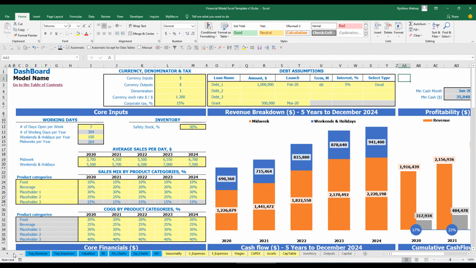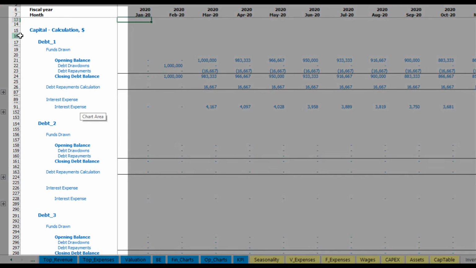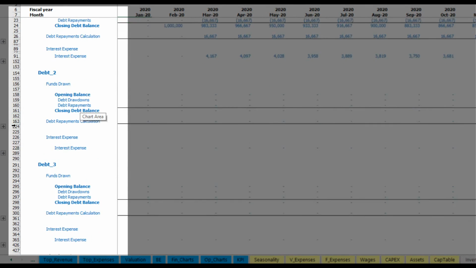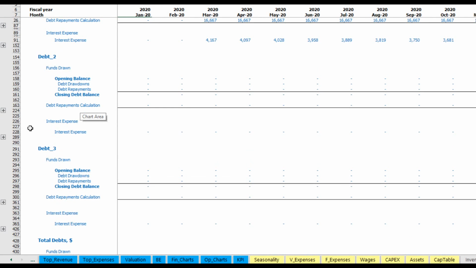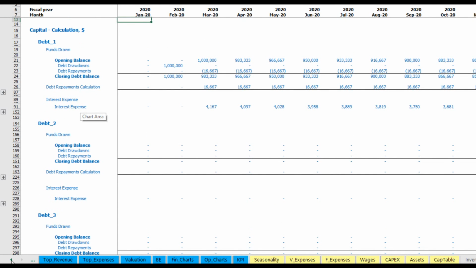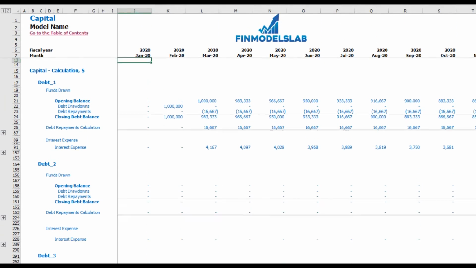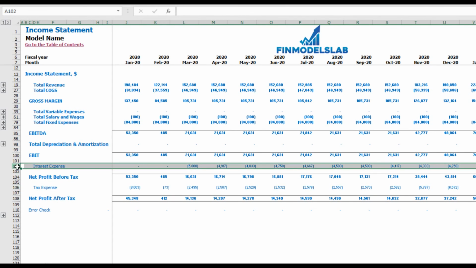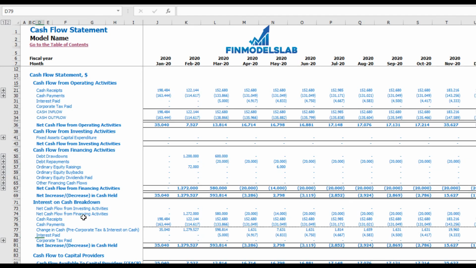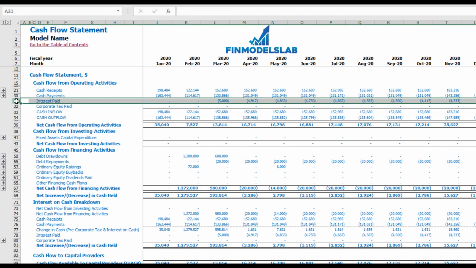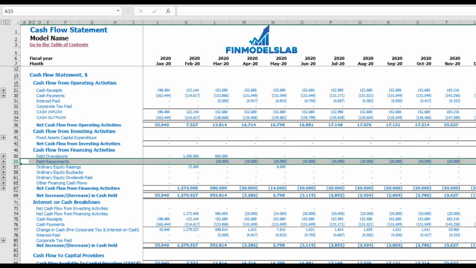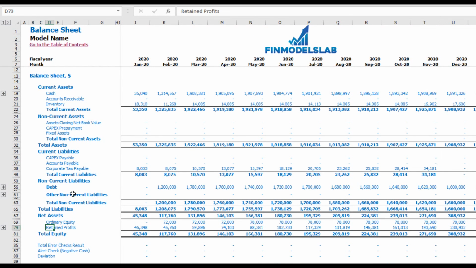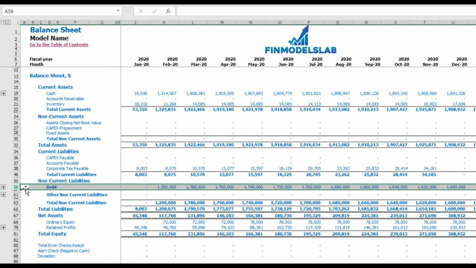So all the calculations of the debts you may see on the Capital tab. Calculations for debt number 1, debt number 2, debt number 3, total debts with grants. These calculations impact the income statement, interest expenses, the cash flow, interest paid, debt drawdowns, debt repayments, and on the balance sheet we have the debt closing balance.